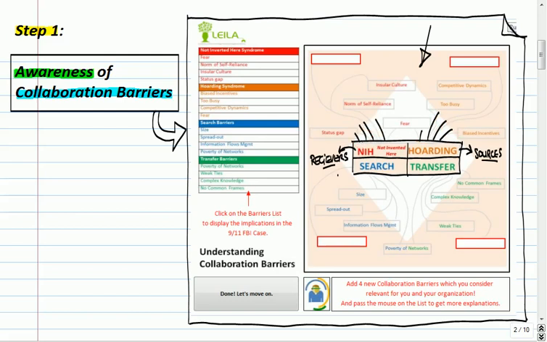And then we have also seen that there are some collaboration barriers categories which are more related to the organization. How easy is it, for instance, to search for expertise in the company, for know-how, for information? How able are people to transfer even complex information across the unit of an organization? And as you have seen in the last screen, you were able to click on any of the collaboration barriers identified to have an explanation of the implications they had in the case of FBI.